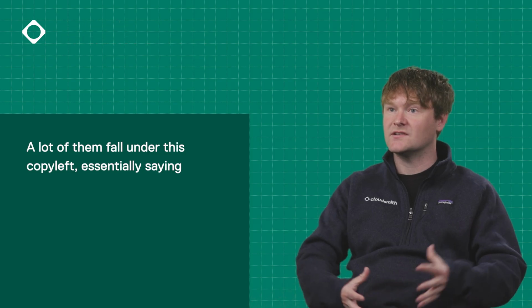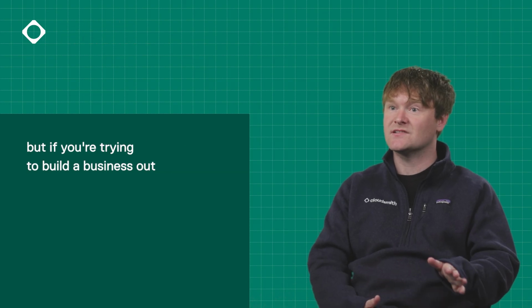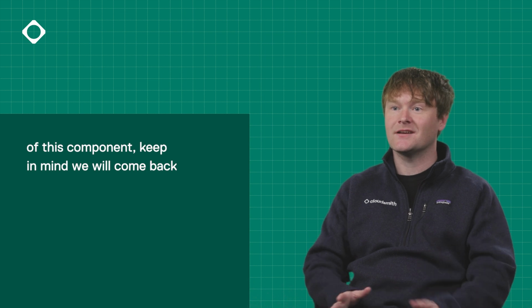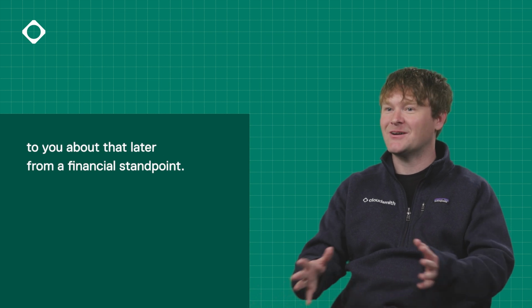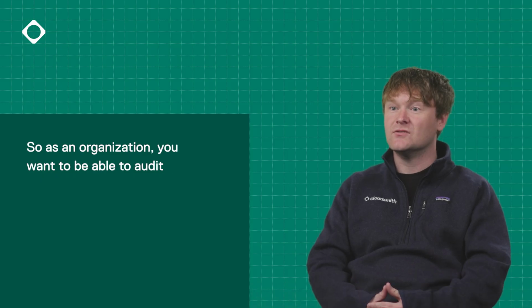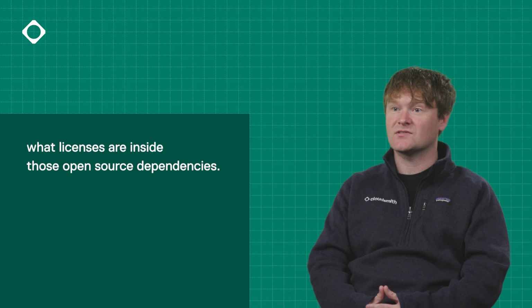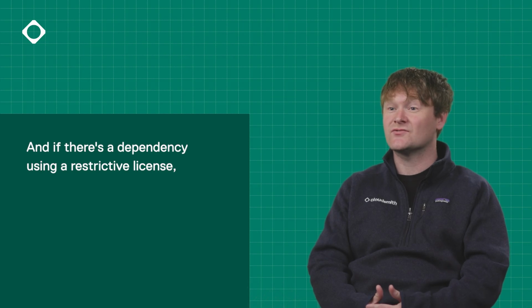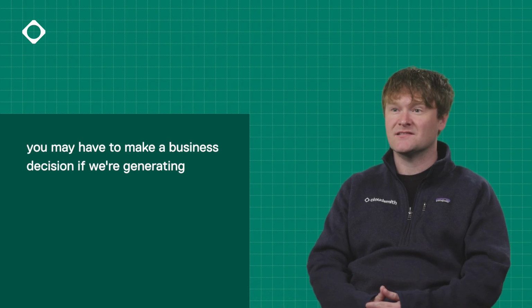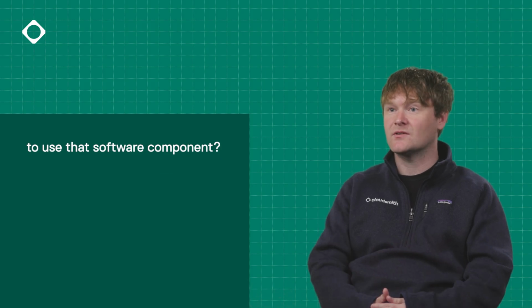A lot of them fall under copyleft, essentially saying you can use it, you're allowed to, but if you're trying to build a business out of this component, keep in mind, we will come back to you about that later from a financial standpoint. So as an organization, you want to be able to audit what licenses are inside those open source dependencies. And if there's a dependency using a restrictive license, you may have to make a business decision. If we're generating revenue off this product, do we want to use that software component?